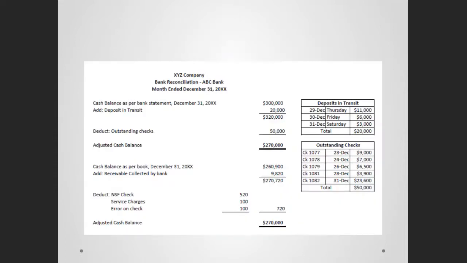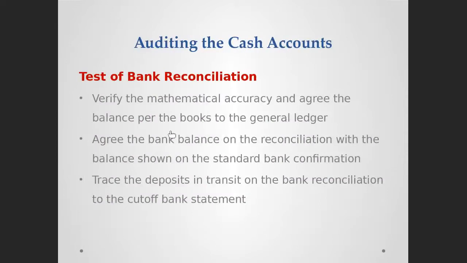So we come to the bank reconciliation, and there is some mathematical calculation done by the client, such as adding these deposits, adding these checks, adding and subtracting these numbers. So we check the mathematical accuracy, and we want to make sure that this adjusted book balance matches the general ledger. So this number, 270,000, is the same as the general ledger. Are you following? That 270,000 should be in the general ledger. Is that clear?